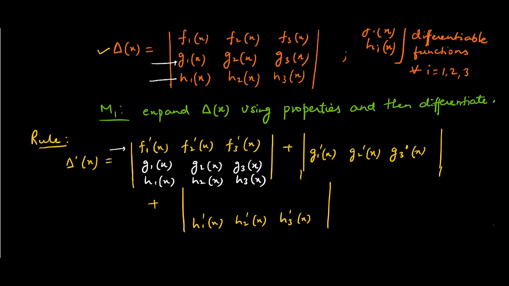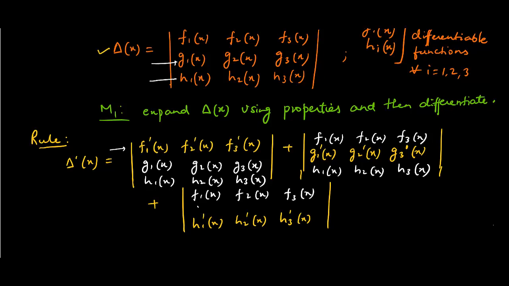In the same way, if you are differentiating the second row, then you should not change the first row. So the first row will remain as it was: f1(x), f2(x), f3(x), and the third row will also remain unchanged: h1(x), h2(x), h3(x). And finally, in the next determinant, since we have differentiated the third row, the first row and the second row will remain unchanged.